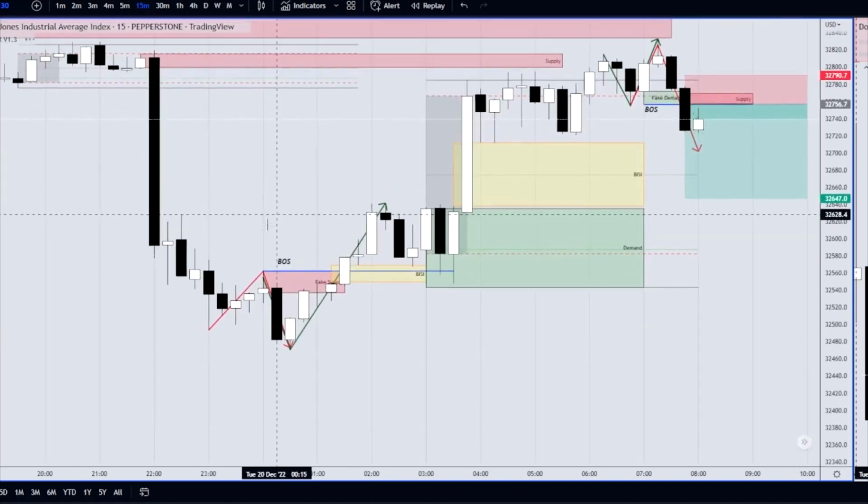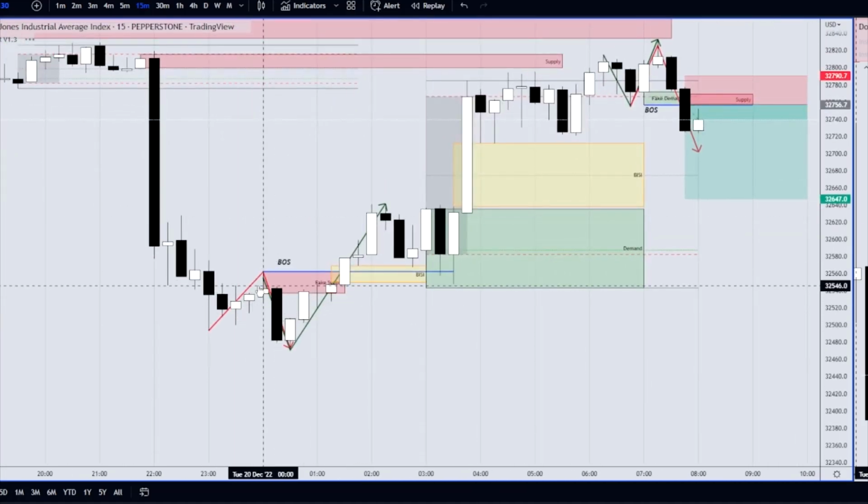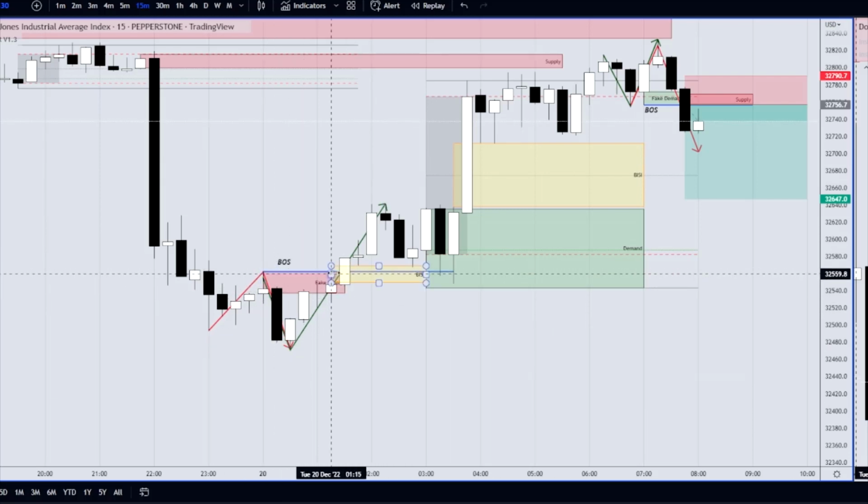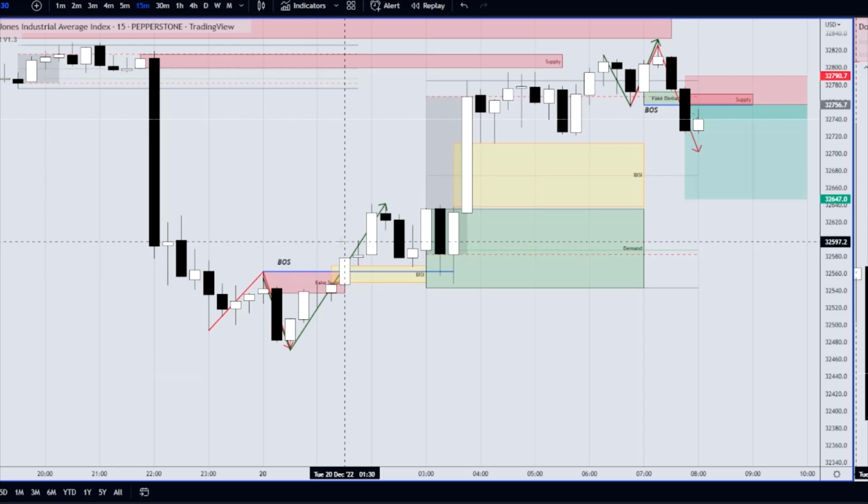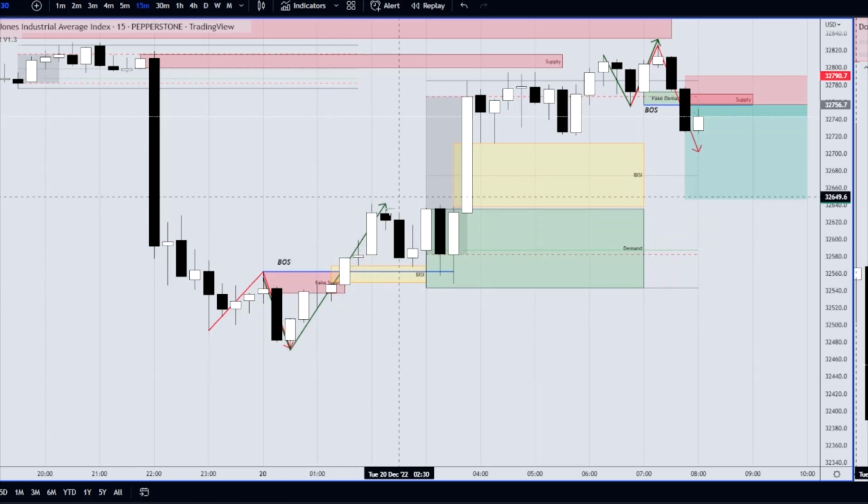So on the 15 minute, we had a bearish pin bar, but it's also a bearish engulfing. So I've marked this area as supply, and as price broke through, it's a fake supply, so a fake out. We've got a break of structure. We have this aggressive selling going on, and a retracement.